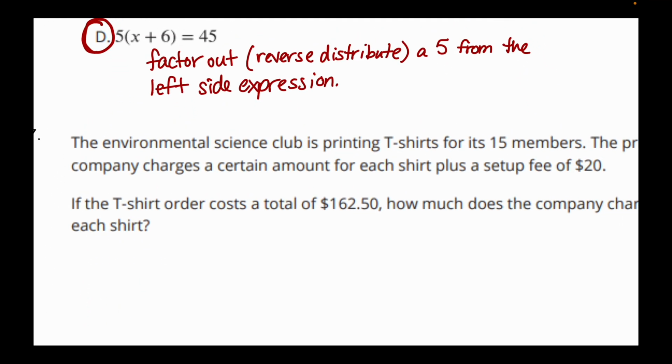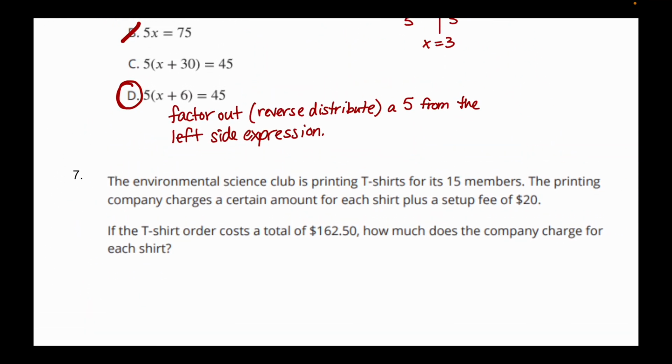That brings us to question 7, which is the Environmental Science Club, and they are printing t-shirts for their members, and there's 15 members. The printing company charges a certain amount for each t-shirt plus a setup fee of $20. Now they're going to give us a total, which is $162.50. How much do they charge for each shirt?